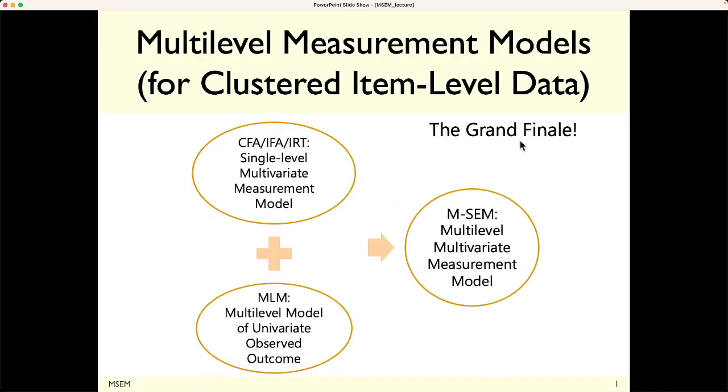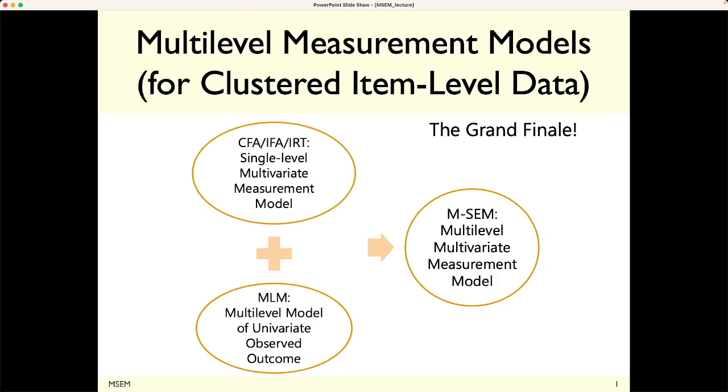So the grand finale, as we've been promising all week: combining what we started, single level measurement models. We're going to have this as multivariate because we have multiple items, 10 items in this case, combined with multi-level models, which is a univariate approach but has 2 levels of sampling where we separate each outcome into level 2 random intercept, level 1 residual. Those together then give us what most of the time, in the world I live in, would be called multi-level structural equation modeling, multi-level, multivariate measurement models.